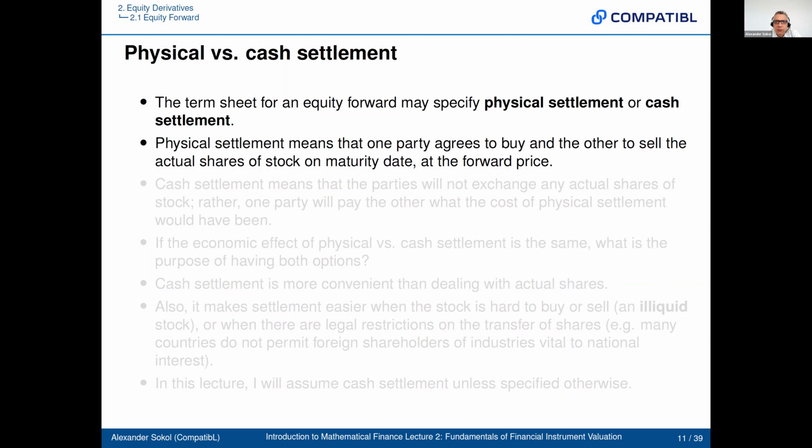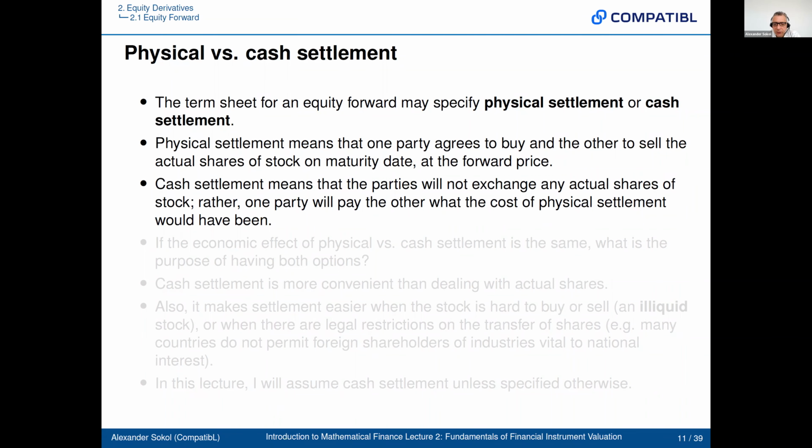So a lot of futures and forward contracts, and we're talking about forwards here, a lot of these contracts are purely for financial means, right? So in other words, the objective is to get the financial or cash equivalent of doing this transaction. You don't necessarily want to buy the stock. If you get the stock as part of the transaction, you will sell it, right? In this case, it's easier to do cash settlement, meaning the parties do not exchange any actual shares of stock, and one party will simply pay the other what the cost of physical settlement would have been. Cash settlement is even more valuable for underlyings which are not stocks.